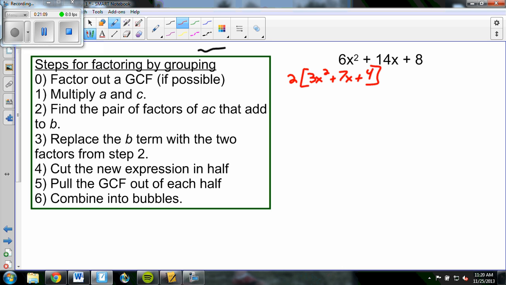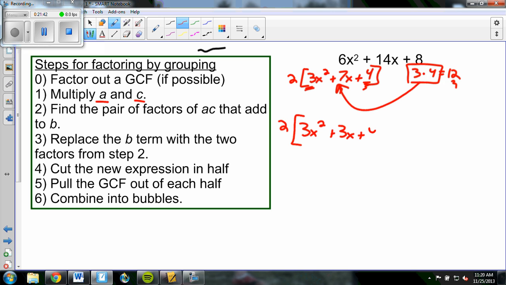Step 1 of factoring by grouping is to multiply A and C. Well, this is my A value. This is my C value. 3 times 4 is 12. The next step is to find two numbers that multiply to 12 and add to 7. Well, it's 3 and 4. I've already got those. So I'm going to take these two numbers here and replace the 7x with them. So I have 2 and then in a bracket 3x squared plus 3x plus 4x plus 4. So the 7x got split up into 3x and 4x. Everything else stays the same.